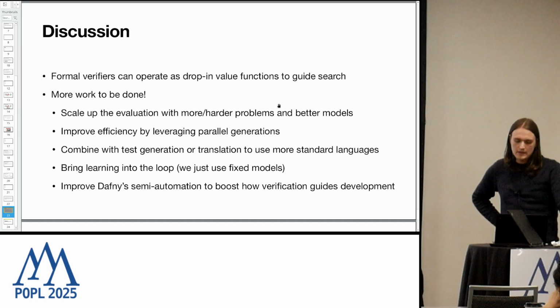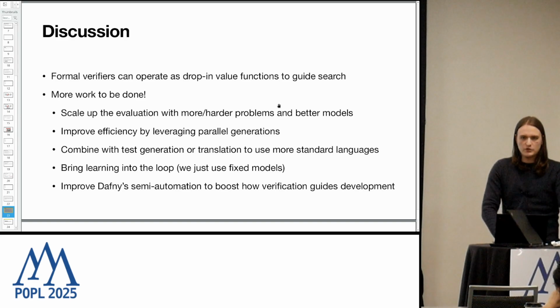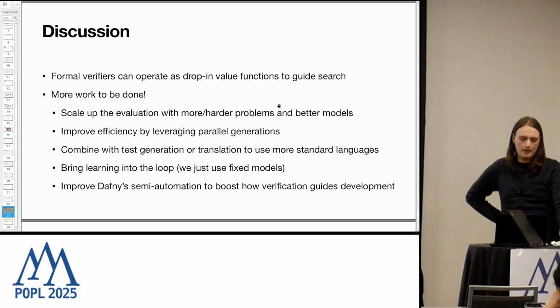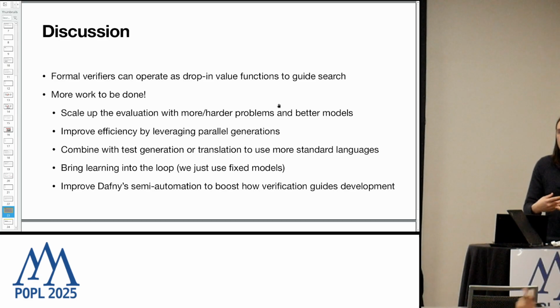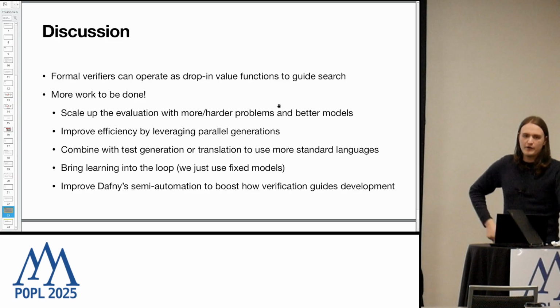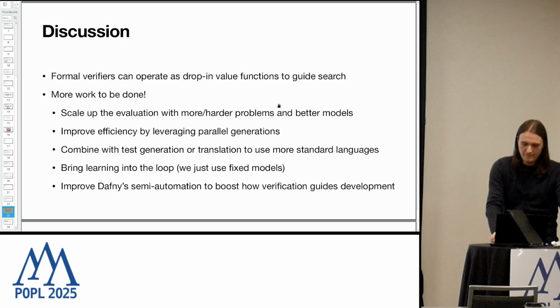We'd like to improve efficiency of our measurements. We'd like to actually have learning here. What if a model were to learn how to write Dafny? And for the advantage that I just showed on the slide before, there's actually a lot that can be done as well. How do we improve Dafny's semi-automation further so that it matches up with the model's intuition more, and let verification guide the development of a proof by an LLM? Thank you so much.